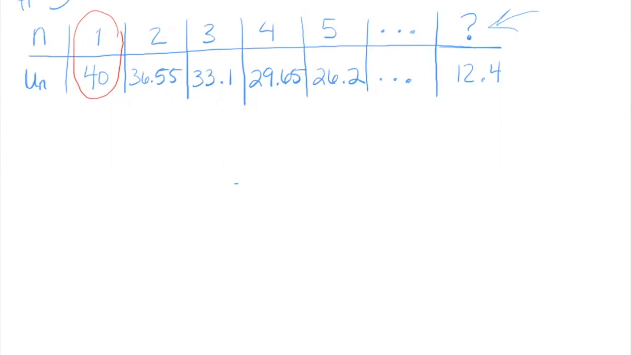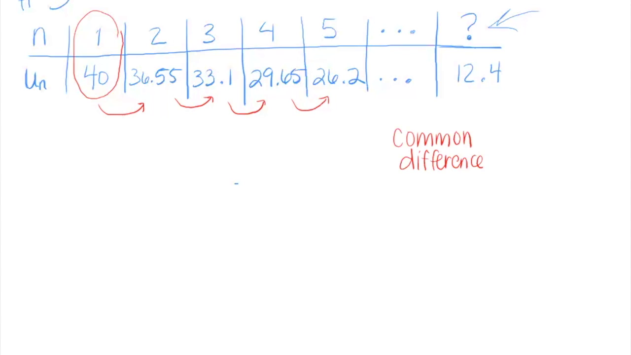Now I can see the sequence is going down. It's decreasing each time. Something's happening to our numbers. So we could either be subtracting something possibly, or even possibly dividing by something. So I usually try either adding or subtracting first. And if I was going to get from 40 to 36.55, I want to know the difference between them. To find the difference between two numbers, we subtract.